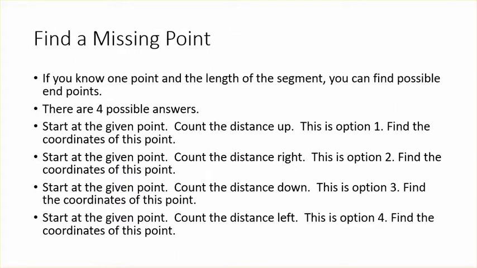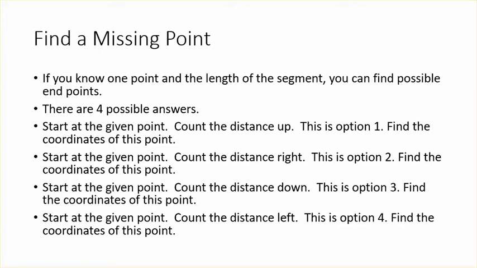You'll have some problems like number 5 where you need to find a missing point. So imagine you're given 1 point, an endpoint, and the length of a segment. We can find some possible options for the other point. We're actually going to end up with 4 answers. The way we're going to end up with those answers is we're going to start at the given point, and then we're going to count the distance in each direction.